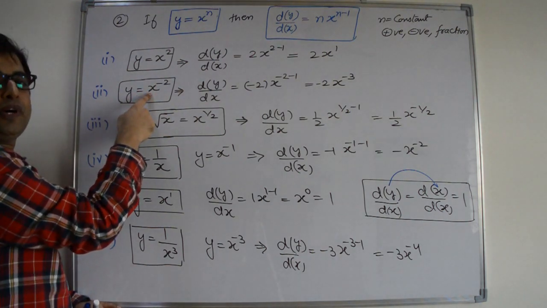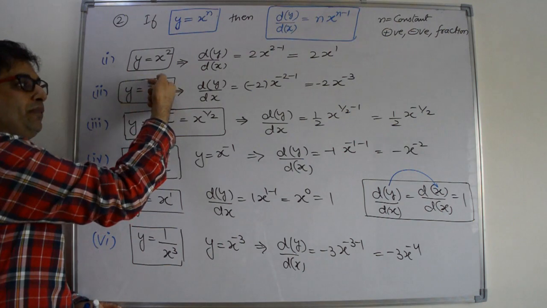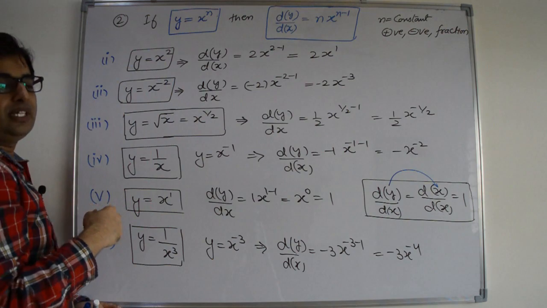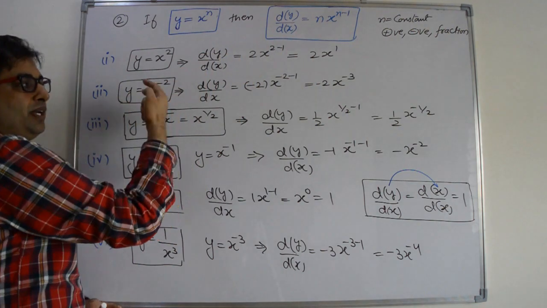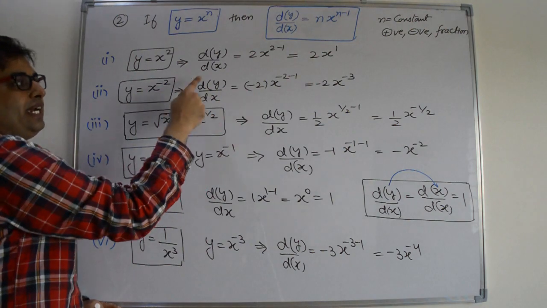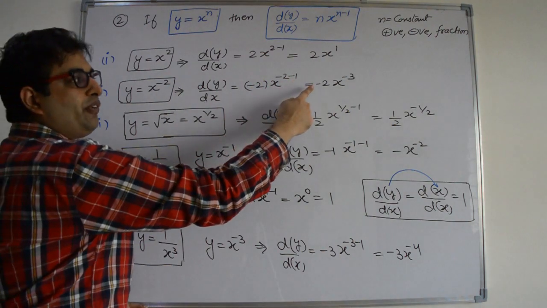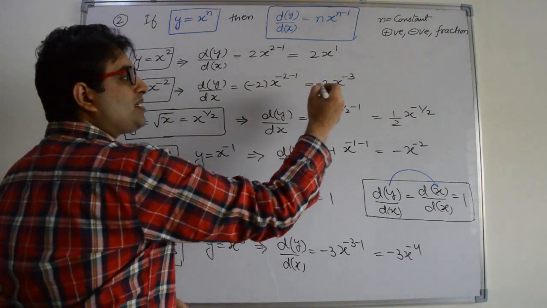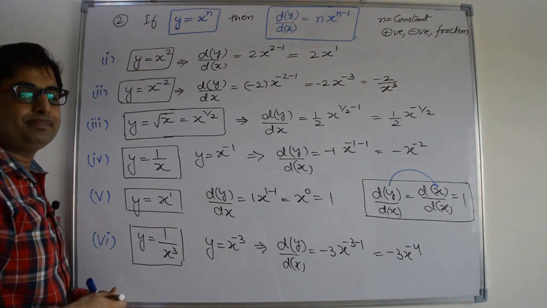Second example. Now we are taking negative power. Y equal to x power minus 2, or it can be 1 by x square. So whenever x is in denominator, move it to the numerator and power become negative. So x power minus 2. Formula will remain same. Power will come in multiplication. So minus 2 will come in multiplication and you have to subtract 1. So minus 2 minus 1. It becomes minus 3. So our answer is minus 2x power minus 3, or you can write it as minus 2 divided by x cube, right?